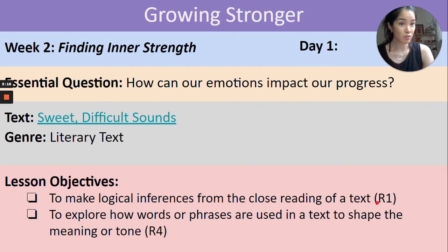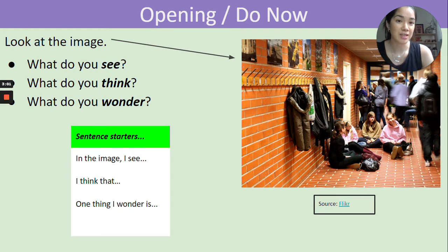So after we read the story together, we're going to think about what the text means to us, what the story means. Then our second lesson objective is to explore how words or phrases are used in a text to shape the meaning or tone. So we're going to think about how certain words or phrases in the story change or affect the meaning of the story.